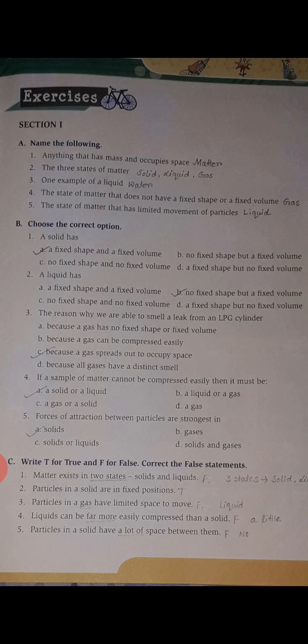Number 4. The state of matter that does not have a fixed shape or fixed volume, and the answer is gas. Number 5. The state of matter that has limited movement of particles, and the answer is liquid. So, name the following completed. Coming to choose the correct option. The first one is a solid has, and here are given 4 options, and the right option is A, and the answer is a solid has a fixed shape and a fixed volume.